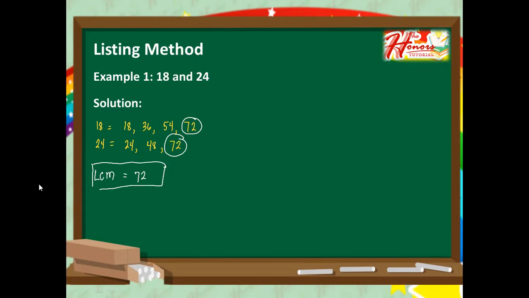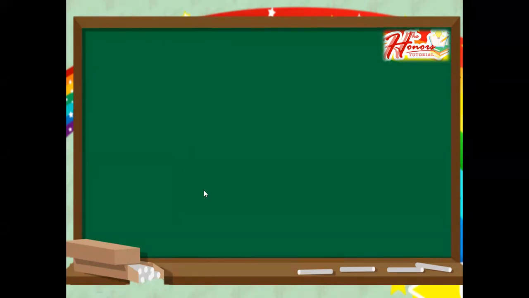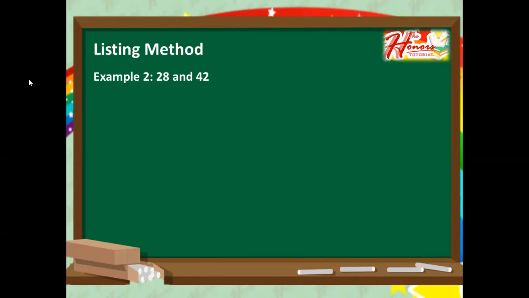Let's have another. How about 28 and 42? Again, 28 and 42. Same process. Let's write solution here. And then let's write the numbers here. 28 equals, 42 equals. So we have here 28 times 1 is 28.